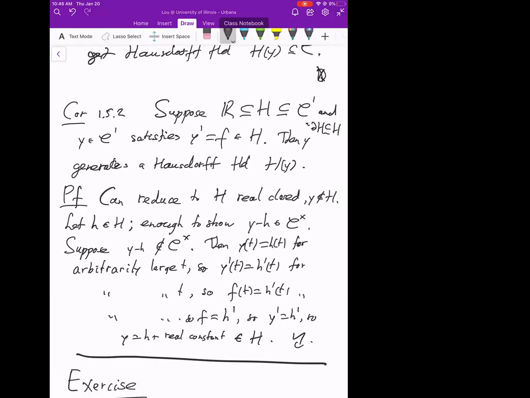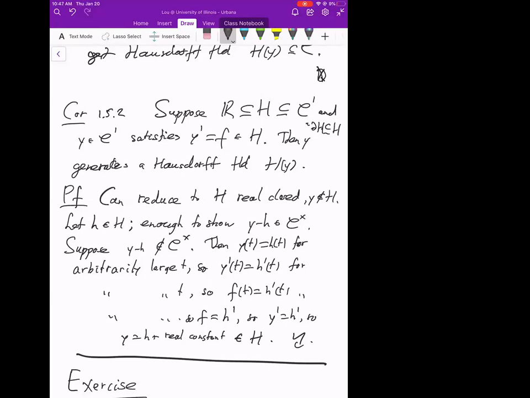You see, in the assumption here, y prime is f in h, and I already have f equals h prime. So that means I get y prime is h prime. But maybe your question is, why do you get f is h prime? Yes. Well, why do you get it for arbitrarily large t? I mean, you get it for y and h, that's fine. But what about the derivatives? Well, note that I added the assumption that the derivatives of elements in H are also in H, right?